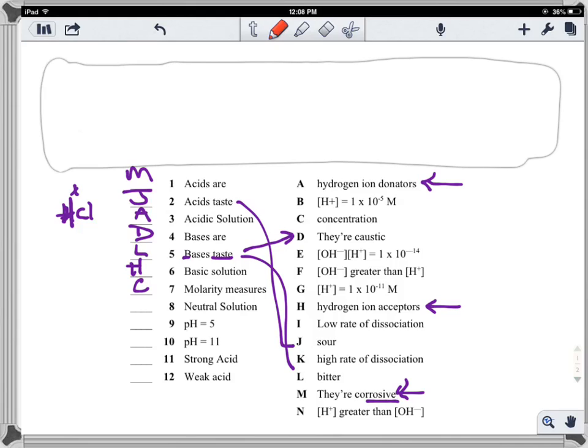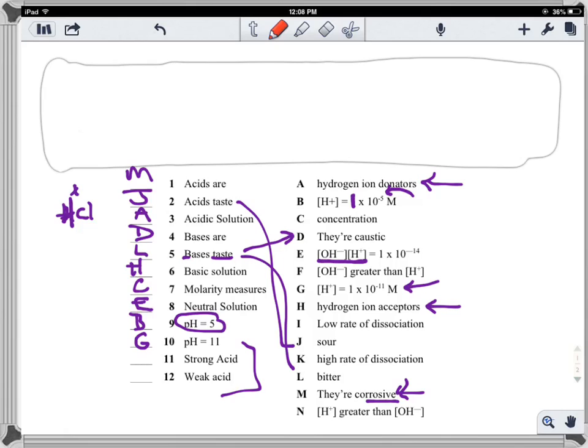Neutral solution is going to be a pH of 7. The way you figure out that it's a neutral solution is if the hydroxide is equal to the hydrogen ion concentration, and so that's going to be E. pH of 5, I taught you this trick that if the hydrogen concentration starts with a 1, like B up here, the exponent will give you the pH value. So 1 times 10 to the negative fifth is the same thing as pH of 5, so B is going to go here. pH of 11 is going to be the 1 times 10 to the negative 11, so that's going to be G.